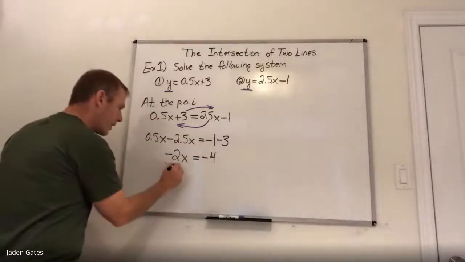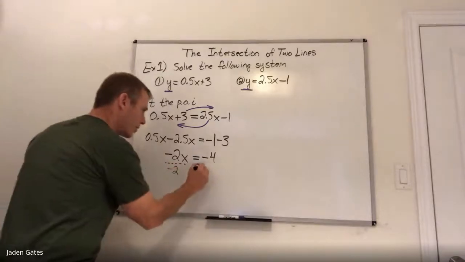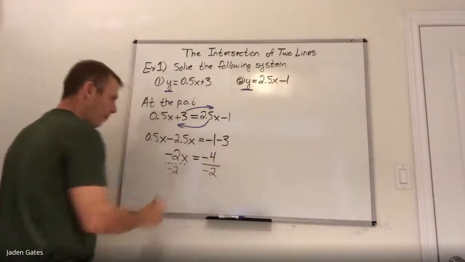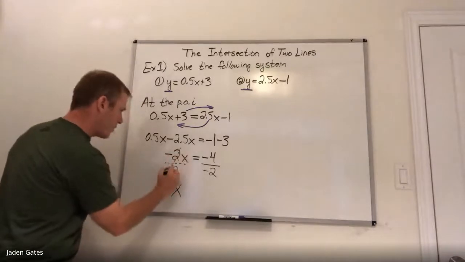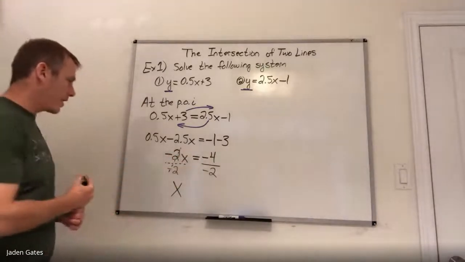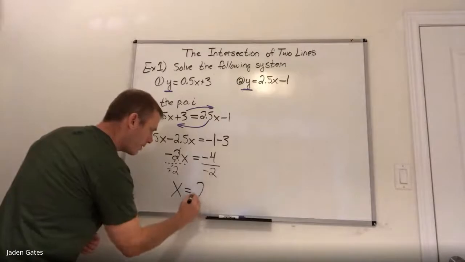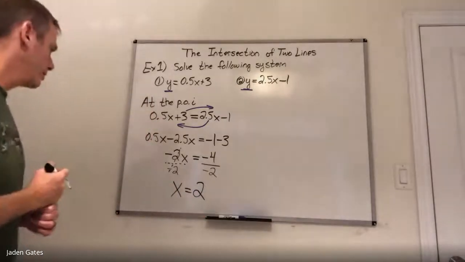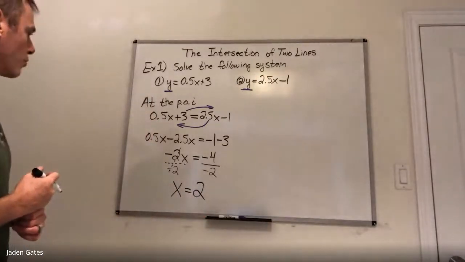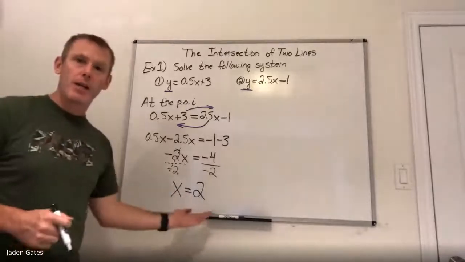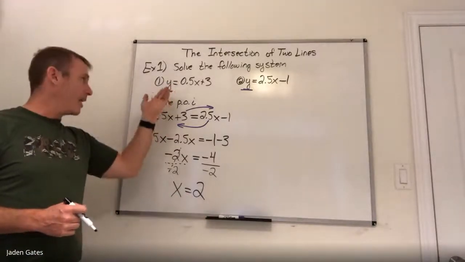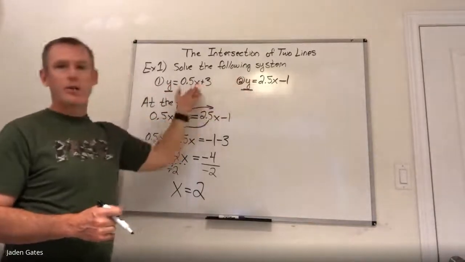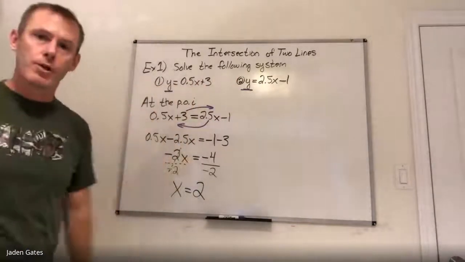Again, dividing by a numerical coefficient. So those negative 2's divide each other out. Negative 4 divided by negative 2 is a positive 2. There we go. All right, so now I have a choice. I want to find the y coordinate of my point of intersection. Again, I just need to substitute into either equation. I did number 1 last time. I'll do number 2 this time.